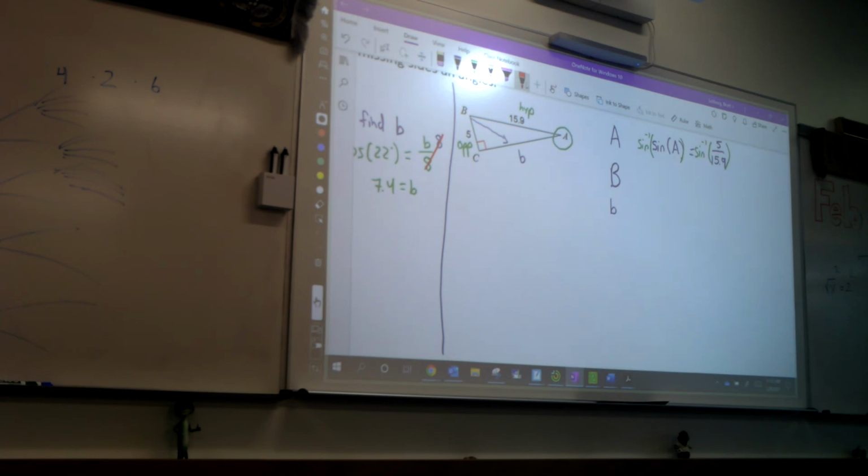Now one thing to keep in mind, if you're getting answers that don't make sense, do you know what the most common error is? It's not doing squared sine. You're in radians. So we always have to check our mode to make sure we're in degrees.